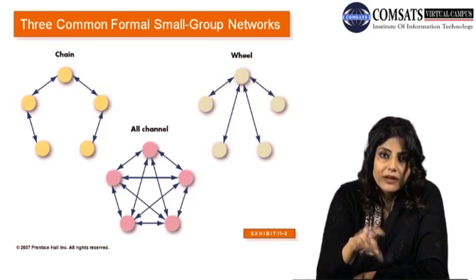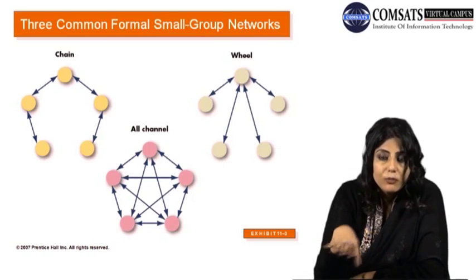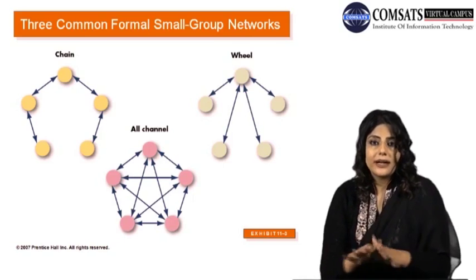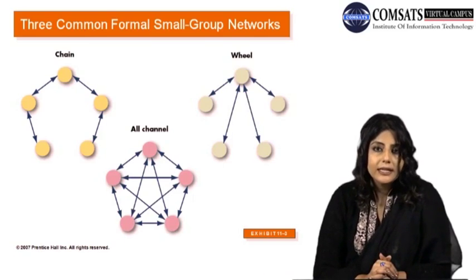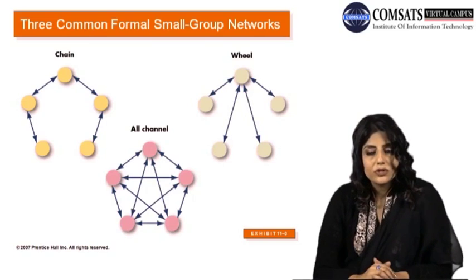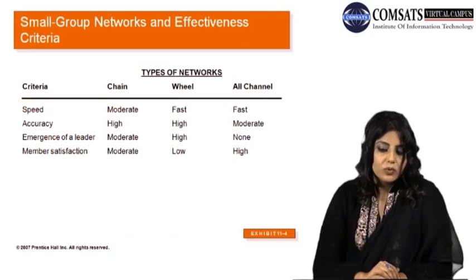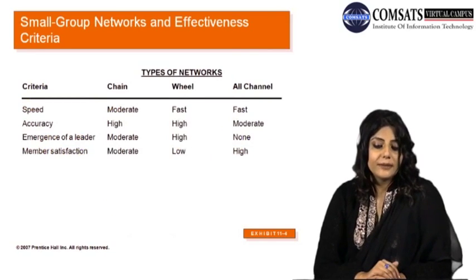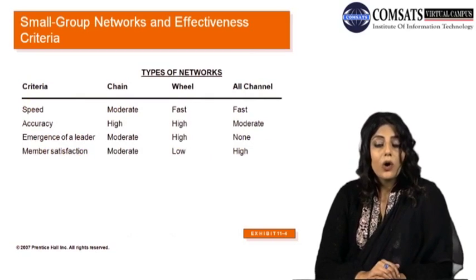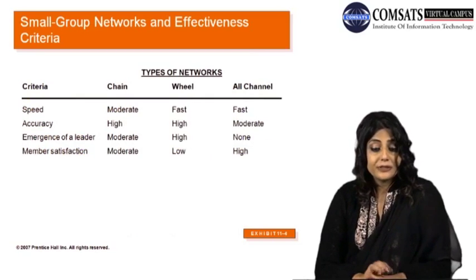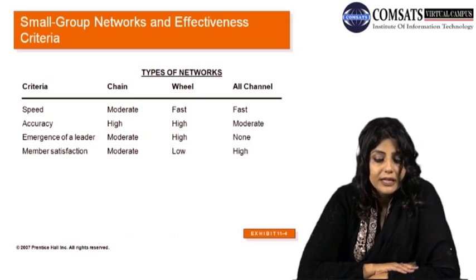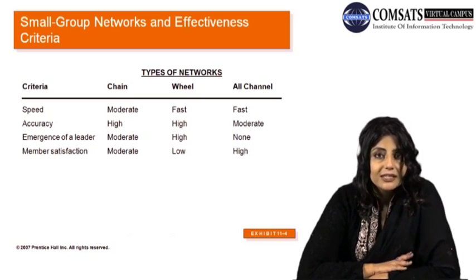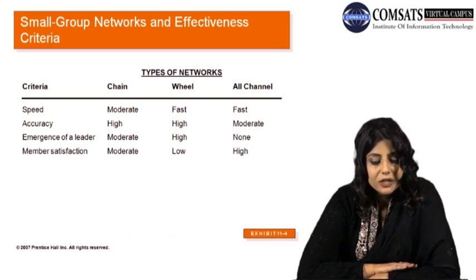we don't have a manager, we don't have a team leader, there is no hierarchy, there are no reporting relationships. All members are at the same level. As you can see from here, they are all communicating with each other, and there is no team leader or manager. In all these different types of networks, we'll see how the effectiveness differs with respect to a number of criteria, such as speed, accuracy, emergence of a leader, and member satisfaction.